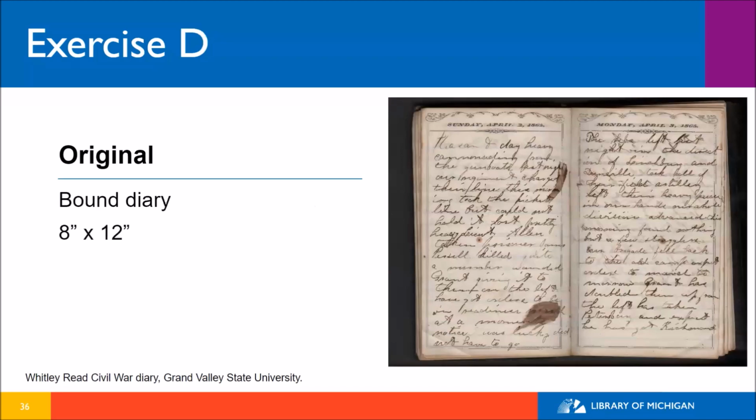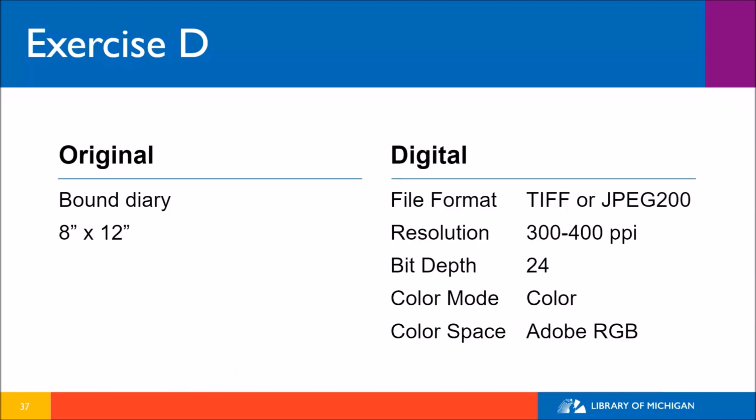All right, awesome. Thank you. All right, this last one, exercise D, this is a bound diary for the 2-page spread. We're looking at about 8 inches by 12 inches. What are we thinking? What file format and resolution? Yeah, color, TIFF, 400 ppi. Okay, right there with you. Uncompressed TIFF, 300, 400 ppi, color, 24 bits. I think if we're digitizing to these specs, we're going to get some really good representation of the original material. People are going to be able to read from it, and hopefully it'll be a really good digital resource.